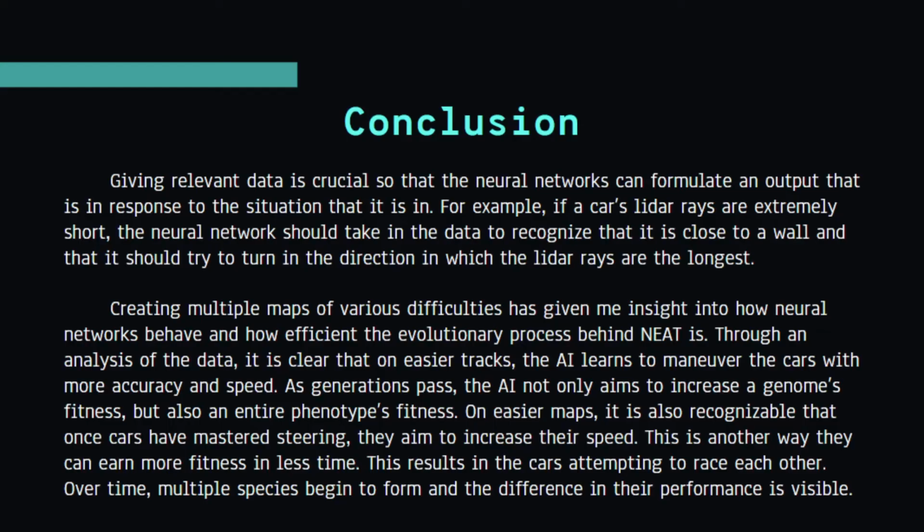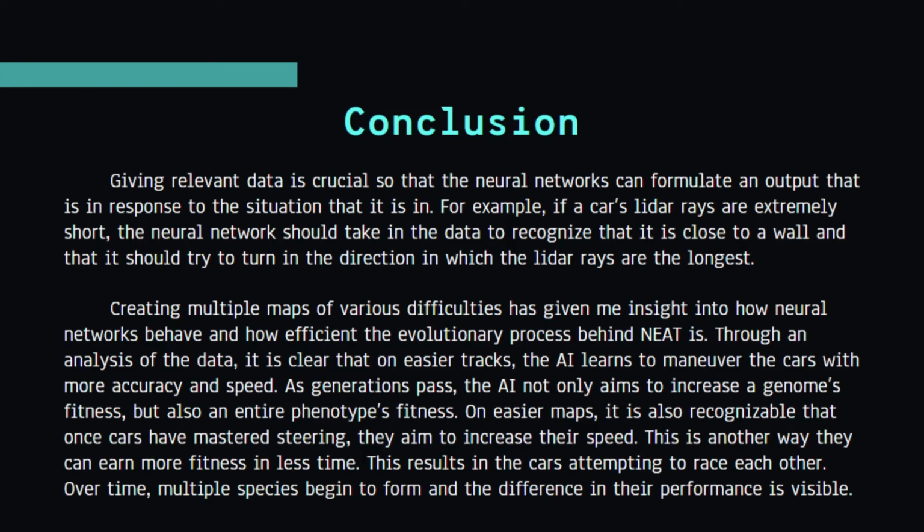So now we have finally reached the end of this video. Given the data, I concluded that giving relevant data was crucial to the neural networks, so that they can formulate an output in response to the situation they're in. In this case, I used LiDAR arrays as the input, and this was extremely important because when they're short, the neural network should recognize that it's close to the wall, and that it should try to turn in the direction where the LiDAR arrays are longest, which means that it has the most space.